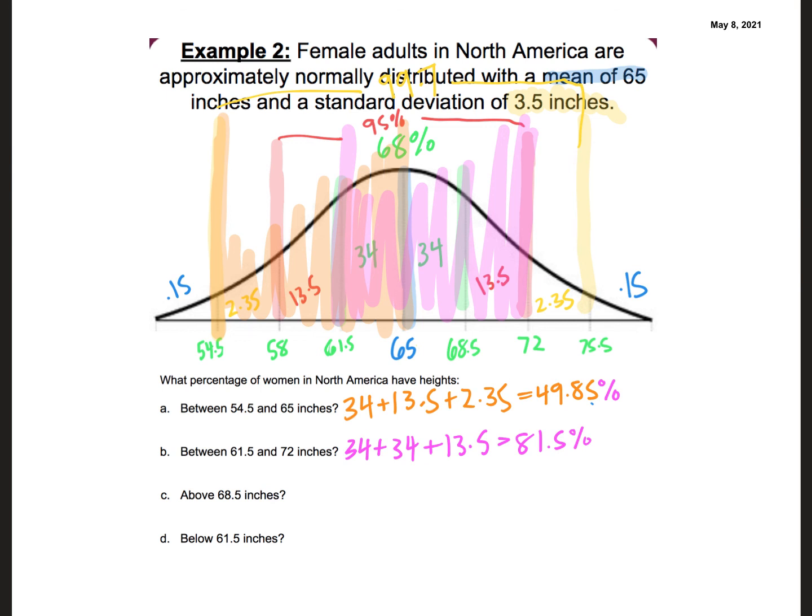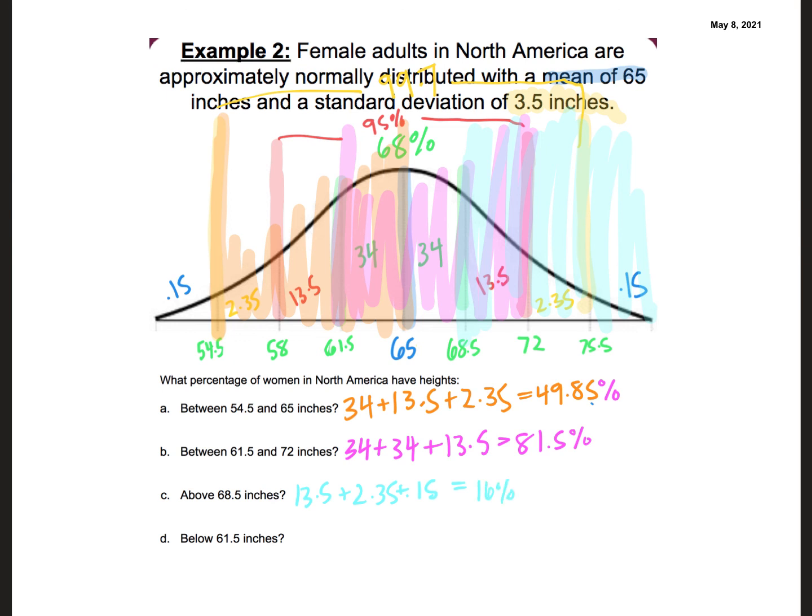For my next one, we need the percent above 68.5. So 68.5 is here. I'm using this light blue color. I'm sorry, my highlighting's not great. But we are adding 13.5 plus 2.35 plus 0.15. Forgot a plus sign. When we do that, we get 16%.